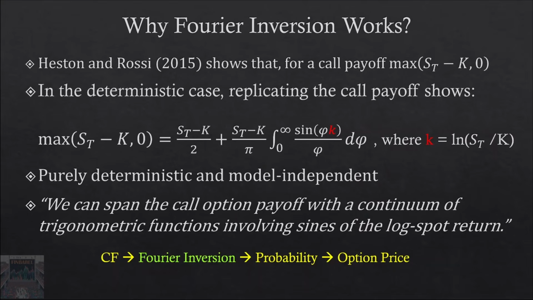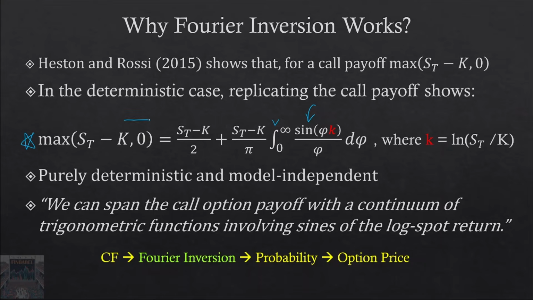So let's step back and look at why Fourier inversion works. In Heston and Rossi's 2015 paper, it shows that we can replicate the call payoff like this. You might have noticed something very interesting. Inside this integral, now we have a sine function. And since the sine function is inside the integral, this is telling us that we can span the option payoff with a continuum of trigonometric functions.